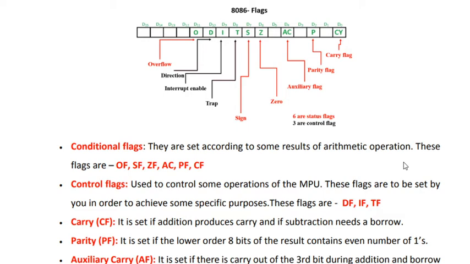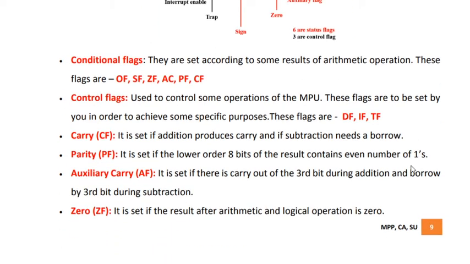Now let's try to learn these flags in greater detail. The conditional flags are also referred to as OF, overflow flag; SF, sign flag; ZF, zero flag; AC, auxiliary carry flag; PF, parity flag; and CF, carry flag. And we have 3 control flags. These are directional flag, DF; interrupt flag, IF; and trap flag, TF. Now let us try to understand each of these flags.